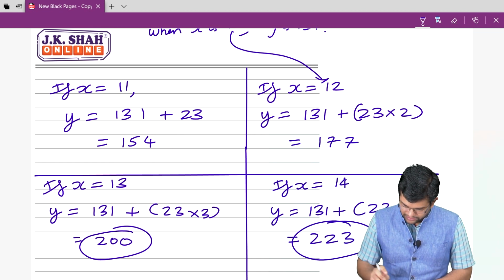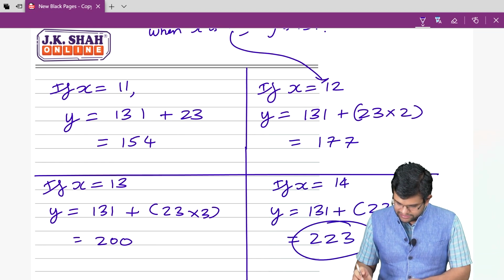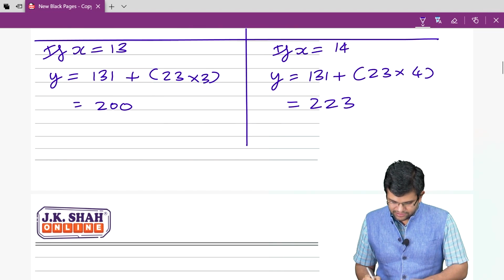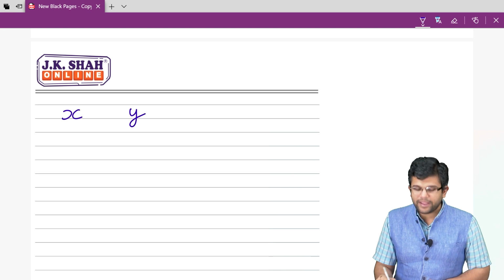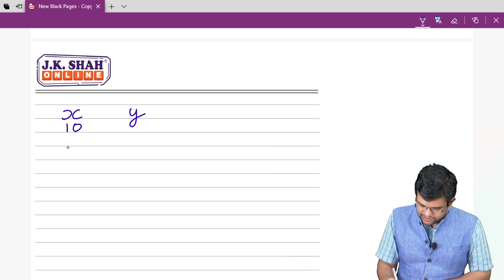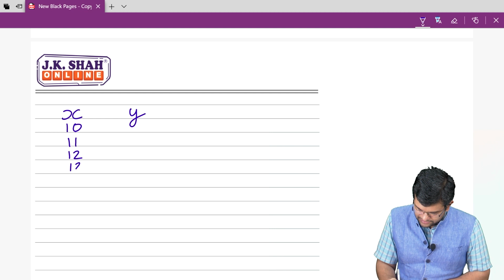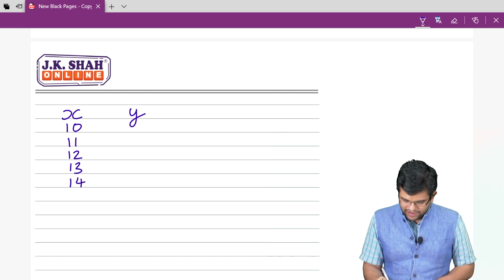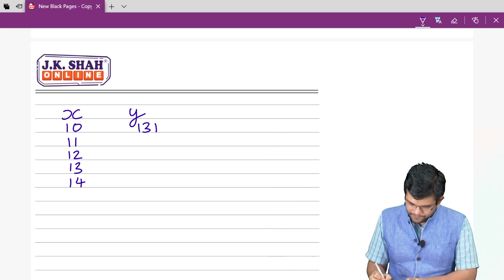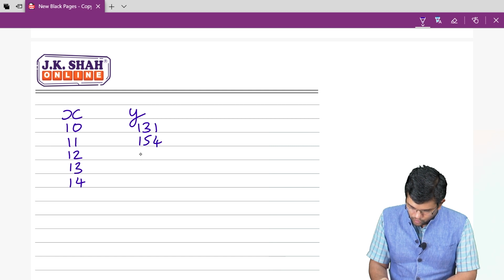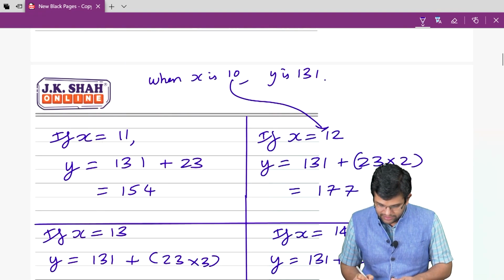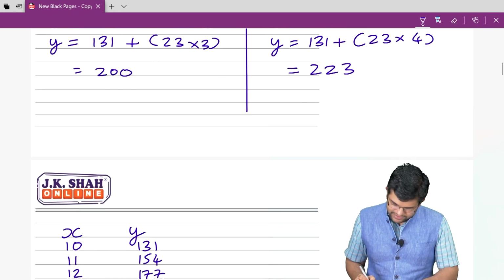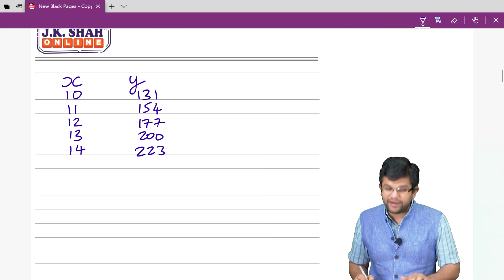Everyone follow until here. Now children, let us just plot the coordinates. I'll first of all write down the coordinates, children, x and y. I have taken a few levels of x: 10, 11, 12, 13 and 14, and y we got as 131, 154, 177, 200 and 223, correct?